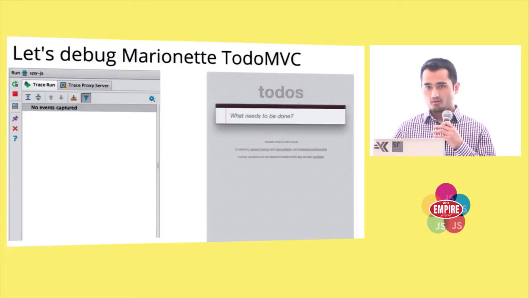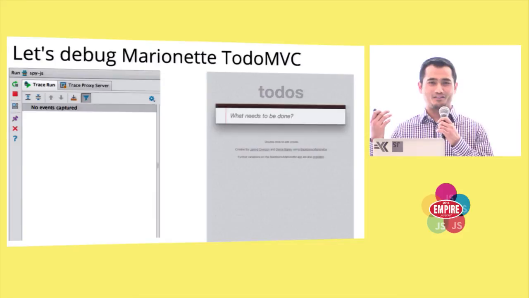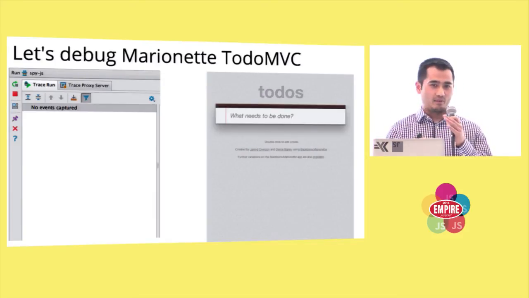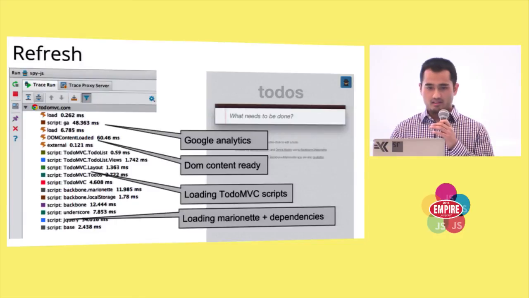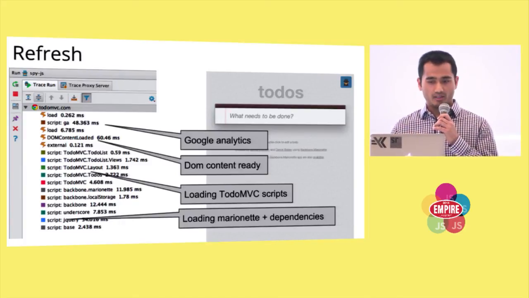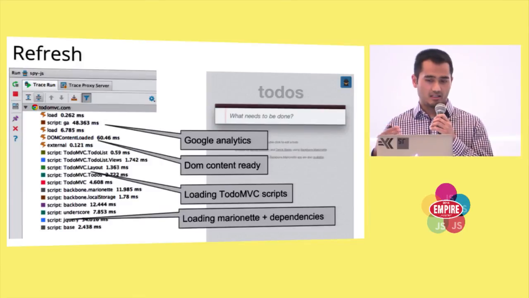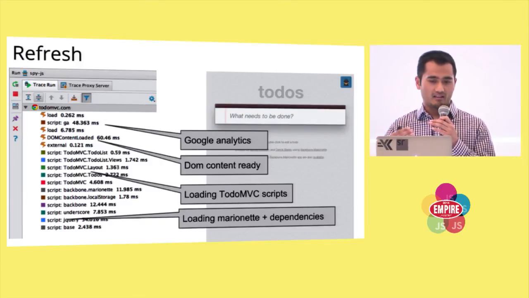So I think Daniel talked about Marionette the other day, and we're saying, let's try to go and debug Marionette now. So here on the left, I have my IDE. On the right, I have loaded the to-do MVC page. Next. So it shows me all the events. There's a bunch of scripts being loaded. And then after all the scripts have been loaded, I see an event like DOM content ready. And then after that event, it is loading Google Analytics again.